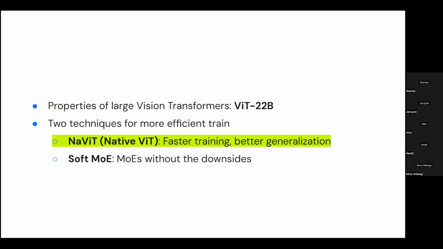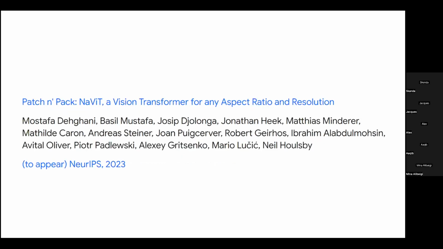The question is how to do this more efficiently and more effectively. So we've been working on some techniques to try and train vision models in a faster manner. And the two I'm going to talk about today are this native fit, so native resolution training, and the soft mixture of experts model. So first, native fit.